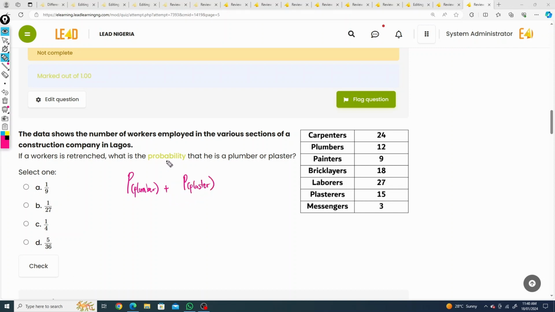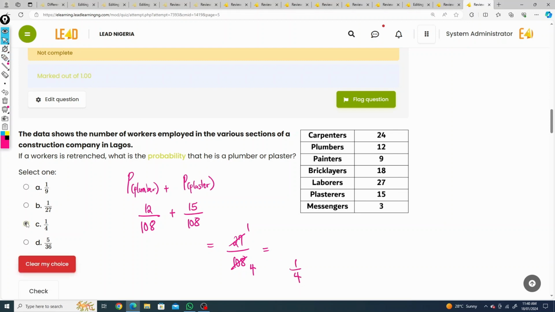All right, the probability of it being a plumber would be 12 out of, well, if you sum up the total, you will get 108, plus the probability of it being a plasterer, that will be 15 out of 108. So when you add this up, you would get 27 out of 108, which I can divide by 27, right? I would get 1 out of 4. So there's a 1 in 4 chance that the person is either a plumber or a plasterer.